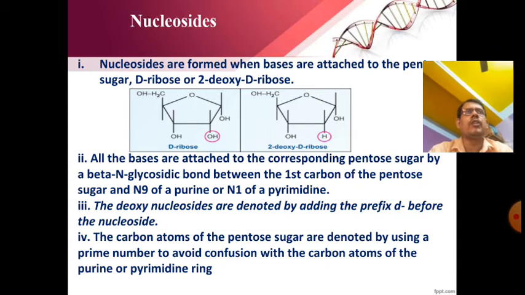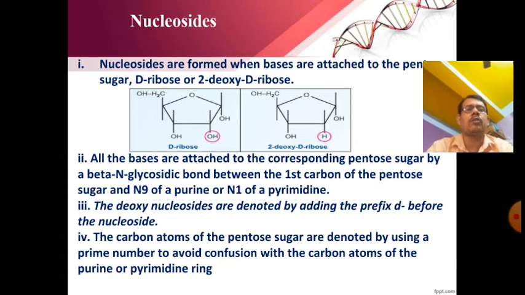Generally, the sugar is attached at position number 9 in the case of purine bases, and in the case of pyrimidines it is position number 1. That is very much fixed. Remember, again I repeat, the ribose sugar is attached at position number 9 in the case of purines, that means adenine and guanine, and position number 1 in the case of pyrimidine bases like thymine, uracil and cytosine.